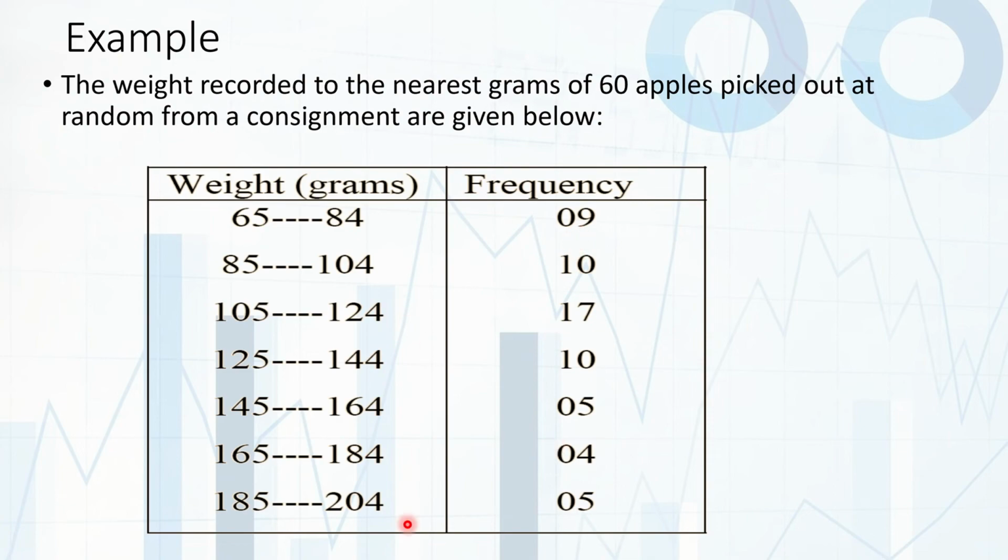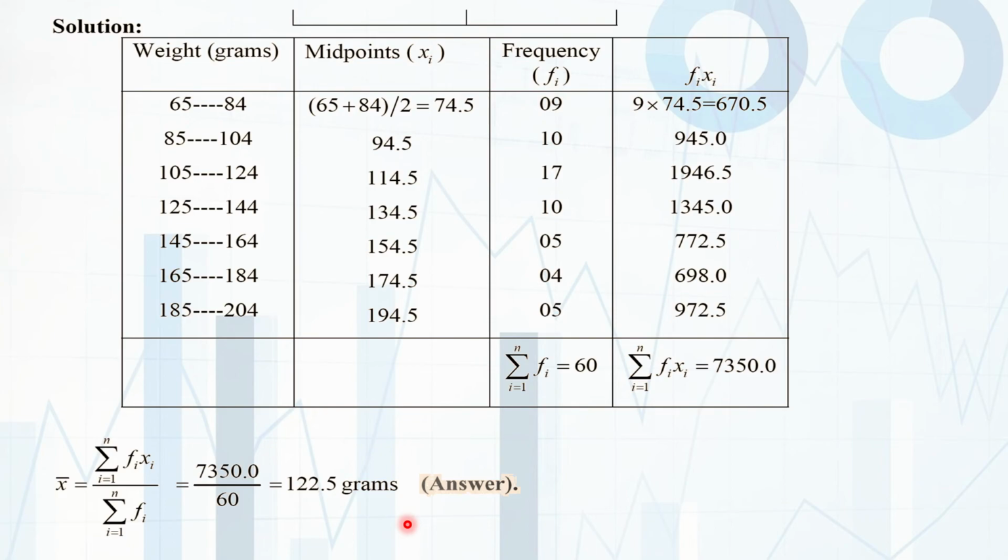The first step is you would find the midpoints, right? You know how to find mean by using the direct technique. So simple, the midpoints are what? 65 plus 84 divided by 2, that would give you 74.5. The next midpoint will be 94.5, and then 114.5, and so on. And the corresponding frequencies are these.